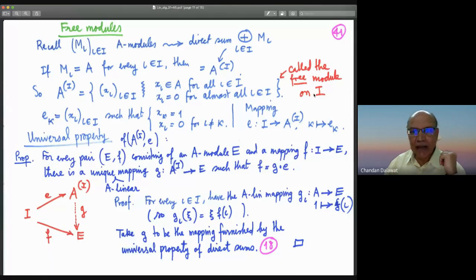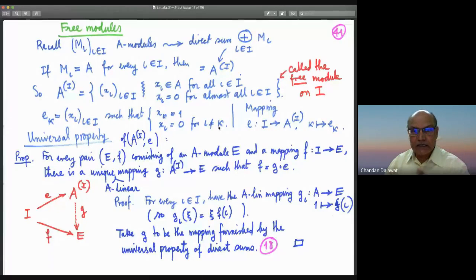And you have a map from I into this free A module, sending kappa to the family X iota, where X kappa is equal to 1 and X iota is 0 for every iota different from kappa. Okay? So that's the mapping e from I to A to the power (I), kappa going to e kappa.